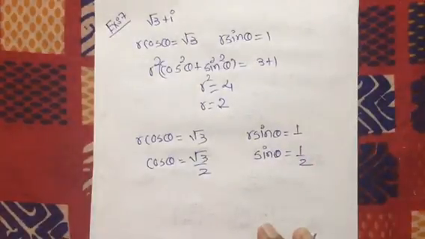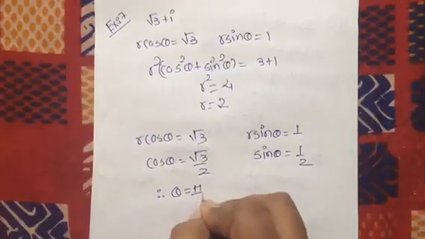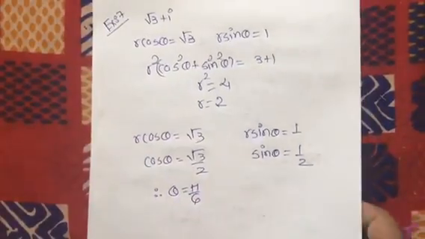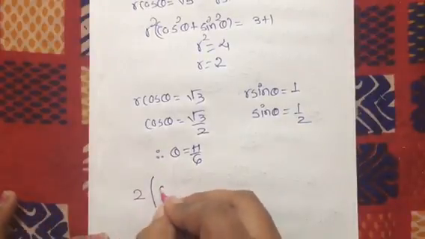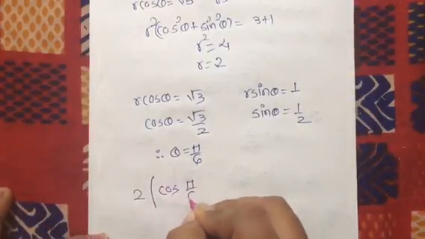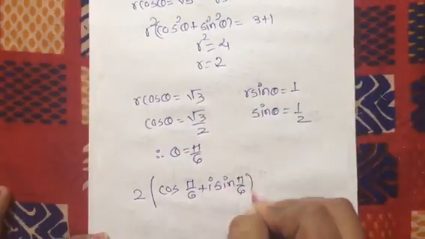So theta is in the first quadrant because both are positive. So theta will be in the first quadrant, so root 3 by 2 and 1 by 2. Therefore theta is equal to pi by 6. So therefore the required form is 2 into bracket cos pi by 6 plus i sin pi by 6.